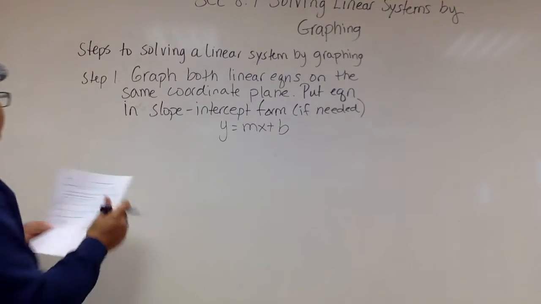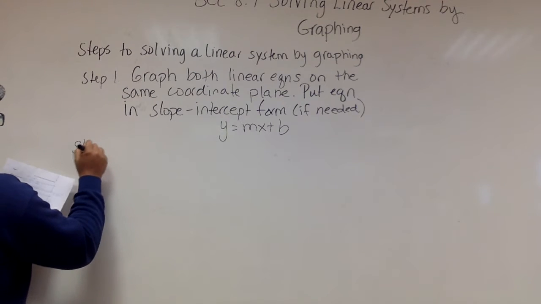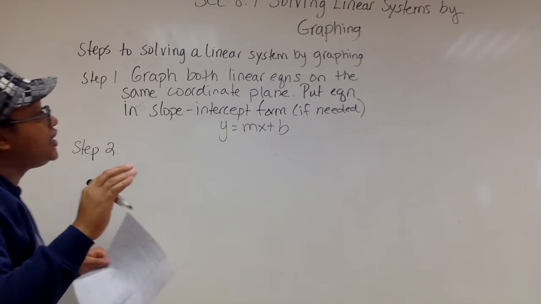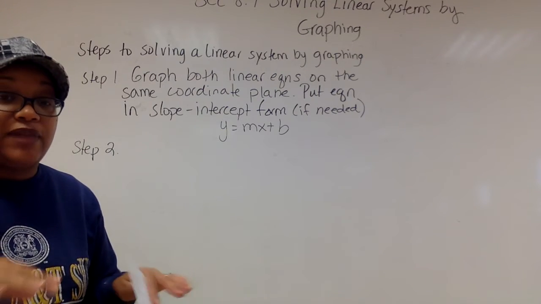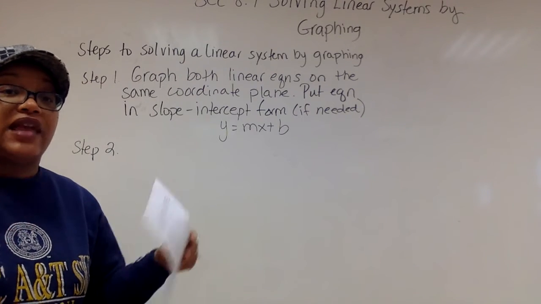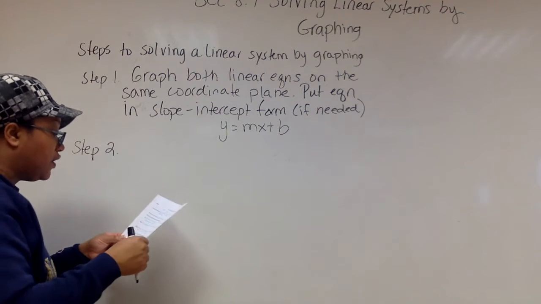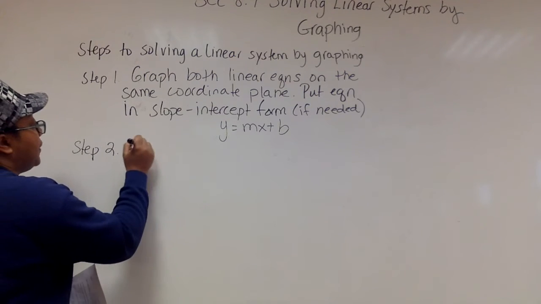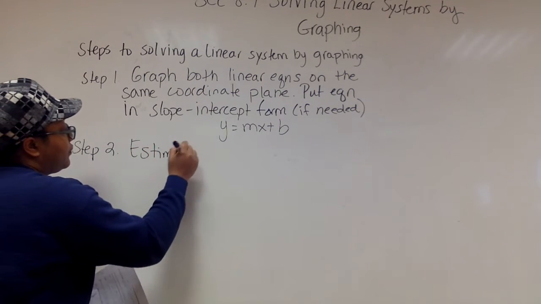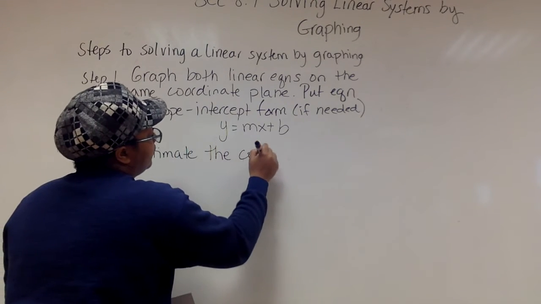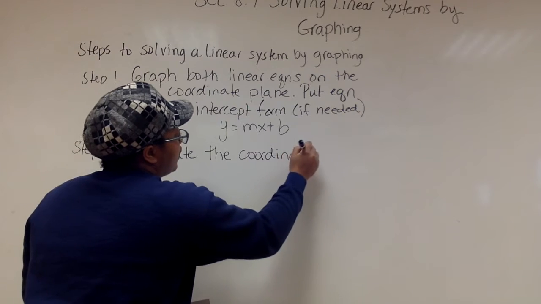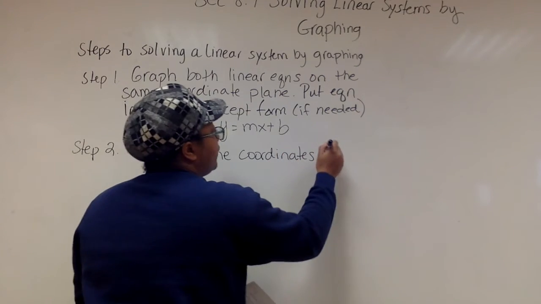Step two is hopefully you're going to see, when you graph these lines, a point of intersection. There's going to be a point where these lines meet, all right? And so you're going to estimate the coordinates of the point of intersection.